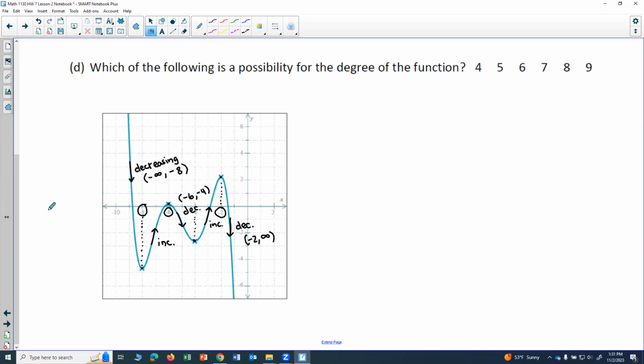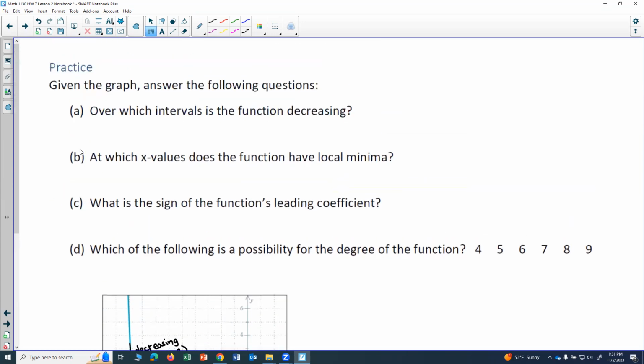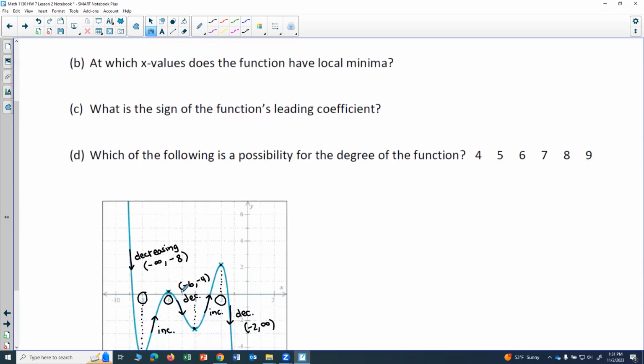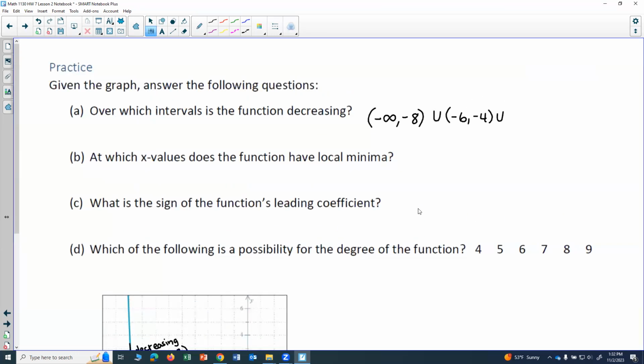So to answer the question for where is it decreasing, I'm going to answer -infinity to -8. And remember, when you're doing interval notation, they're always x values. I'm going to use that union symbol. And the next one was -6 to -4. Let me double check that. Yep, -6 to -4. And then the last interval on which it's decreasing is from -2 to infinity.